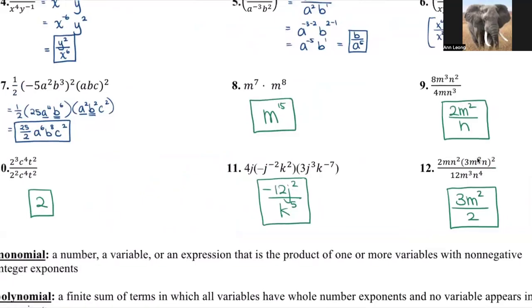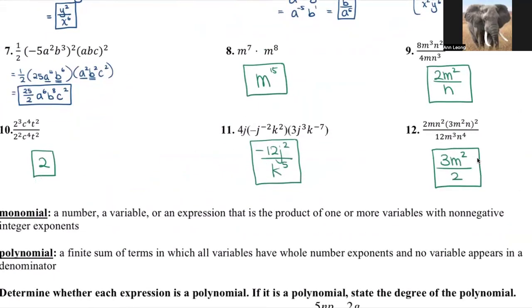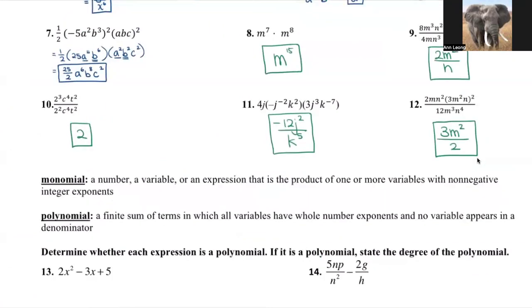All right, let's get into some terminology. So we have this thing called a monomial versus a polynomial. And using this prefix of mono versus poly, you can probably guess that a monomial is a single term. So it's either a number, a variable, or an expression that's a product of one or more variables with non-negative integer exponents. So whenever it's just a product, it's still the same term. A polynomial is a finite sum of terms in which all variables have whole number exponents and no variable appears in the denominator.